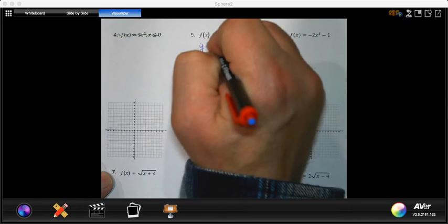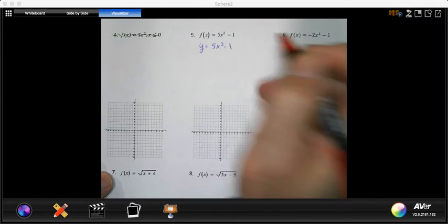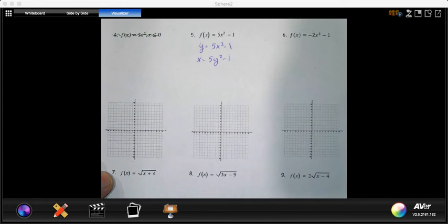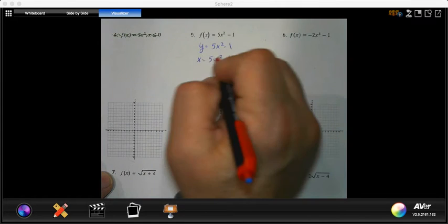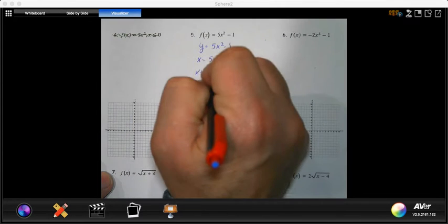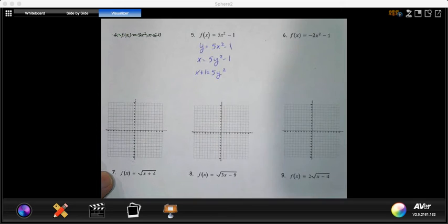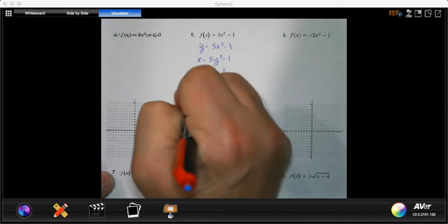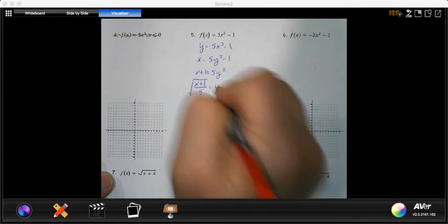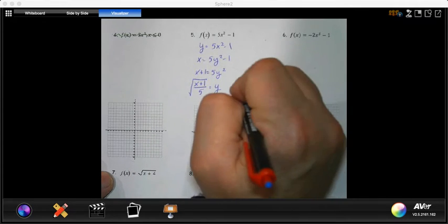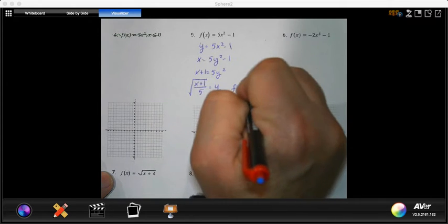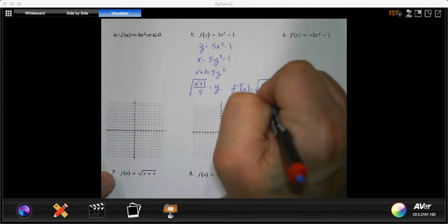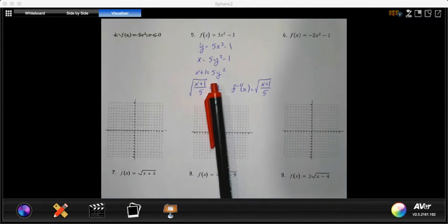So y equals 5x squared minus 1. Switch the x and the y. 5y squared minus 1. Add 1 to both sides is equal to 5y squared. Divide by 5 and square root. And then turn it around. So the inverse of x is the square root of x plus 1 divided by 5.